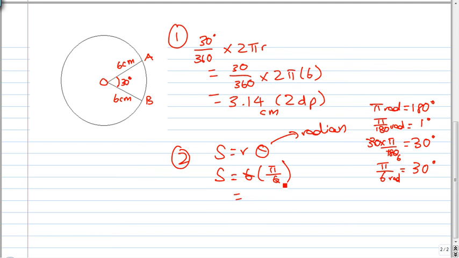Cancel, cancel. You also get 3.14 to 2 decimal places. So both formulas will actually give you the same answer. The only difference is that one is in degrees and the other one is in radian mode.